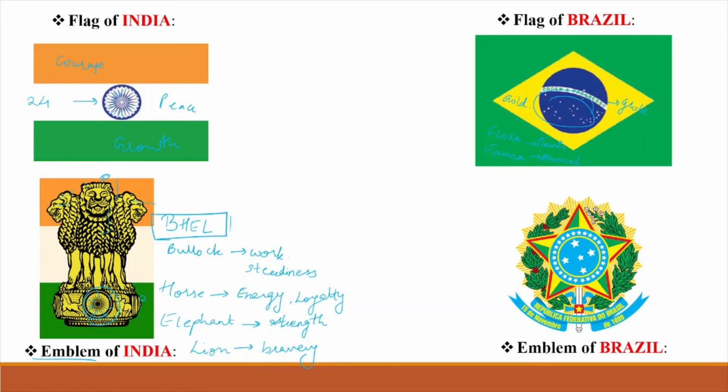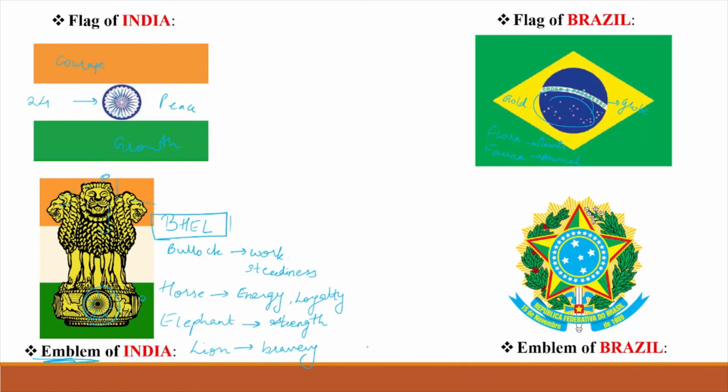So the importance of an emblem is that it describes a particular place, a particular person, a particular area. So the emblem of India gives you an idea about India. Using these different symbols, we explain the different values or the different benefits or core that India has, or the beliefs that India has.